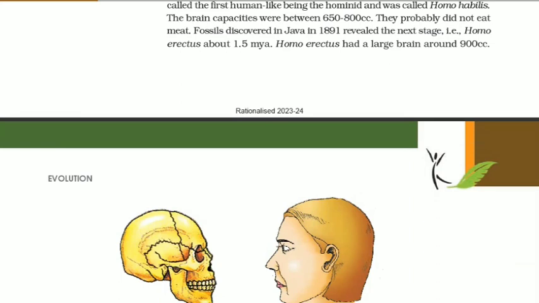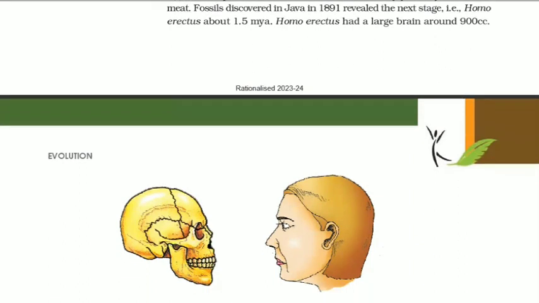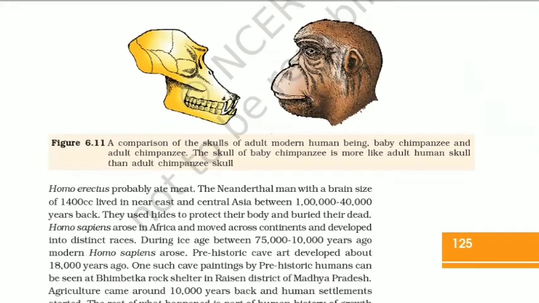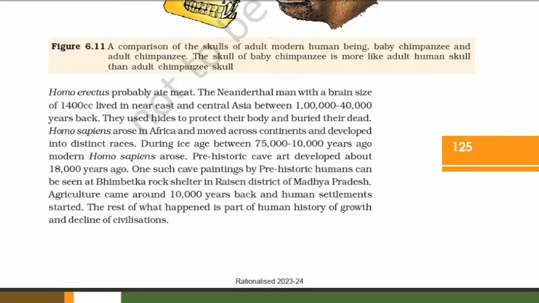Fossils discovered in Java in 1891 revealed the next stage, that is Homo erectus, about 1.5 million years ago. Homo erectus had a large brain, about 900 cc. Homo erectus probably ate meat. The Neanderthal man with a brain size of 1400 cc lived in the Near East and Central Asia between 1 lakh to 40,000 years back. They used hides to protect their body and buried their dead.